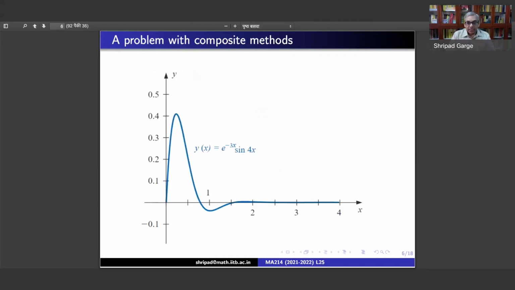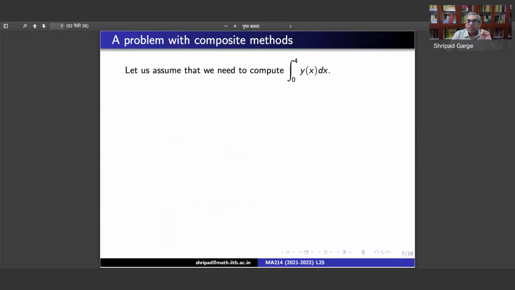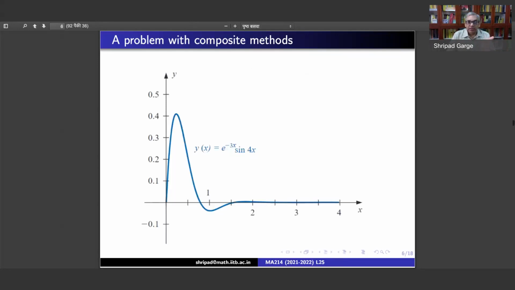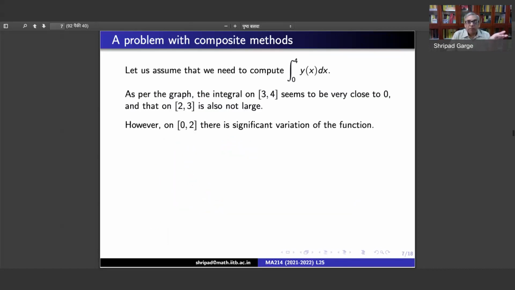So, if we see from 2 onwards, the function is almost 0. But from 0 to 2, the function has a very large deviation. So if you wanted to compute the integral from 0 to 4 of this particular function, then the integral on 3 to 4 seems to be very close to 0, right? Even the integral on 2 to 3 is not that large. But on the initial part, 0 to 2, there is a significant variation.